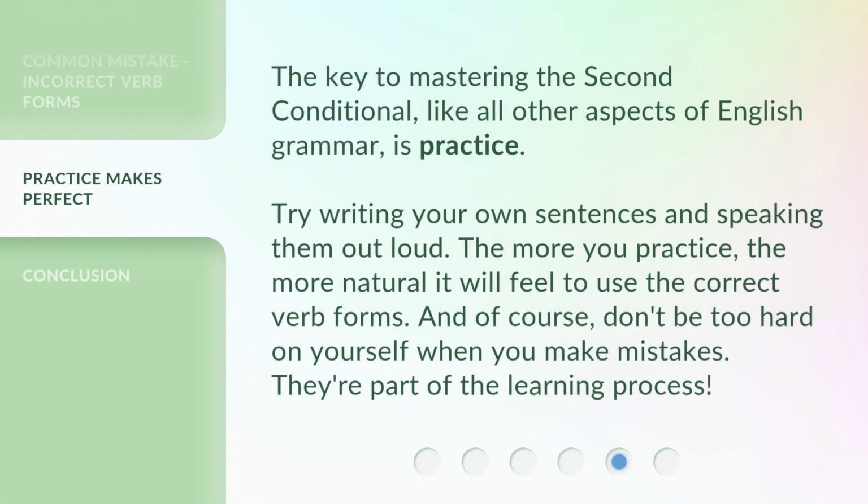The key to mastering the second conditional, like all other aspects of English grammar, is practice. Try writing your own sentences and speaking them out loud. The more you practice, the more natural it will feel to use the correct verb forms. And of course, don't be too hard on yourself when you make mistakes. They're part of the learning process.